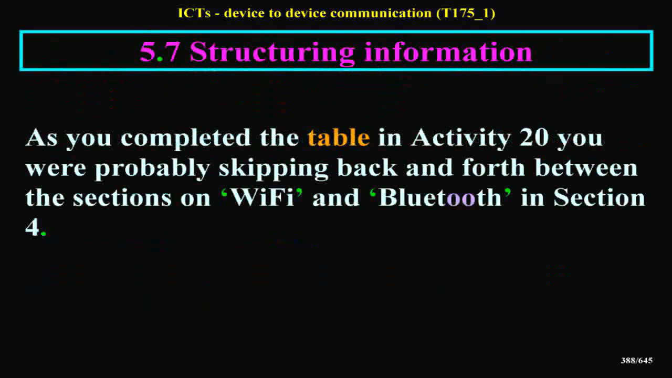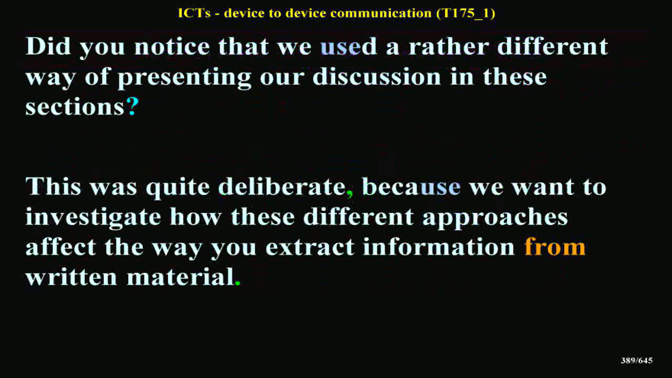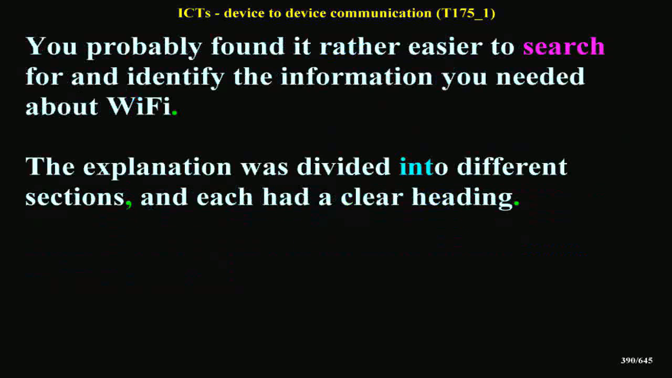5.7. Structuring information. As you completed the table in Activity 20, you were probably skipping back and forth between the sections on Wi-Fi and Bluetooth in Section 4. Did you notice that we used a rather different way of presenting our discussion in these sections? This was quite deliberate, because we want to investigate how these different approaches affect the way you extract information from written material. You probably found it rather easier to search for and identify the information you needed about Wi-Fi.